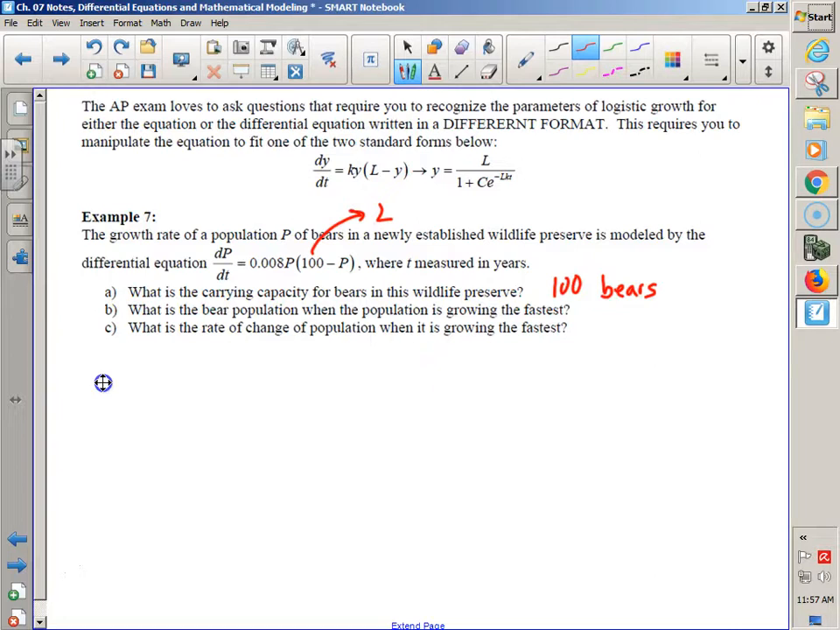Here we go. Population growing fastest. L is 1/2. What are they asking for? Oh, 50 bears. Duh, bears. That's easy. I can do this one. What is the rate of change? Wait, what are they asking for? They're asking for T. They're asking for DT. I don't know.